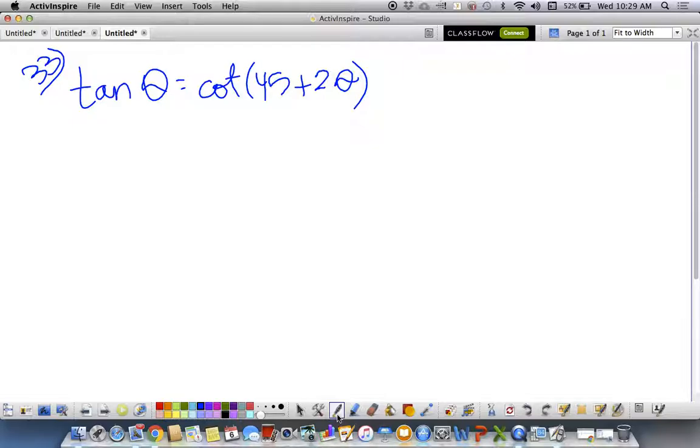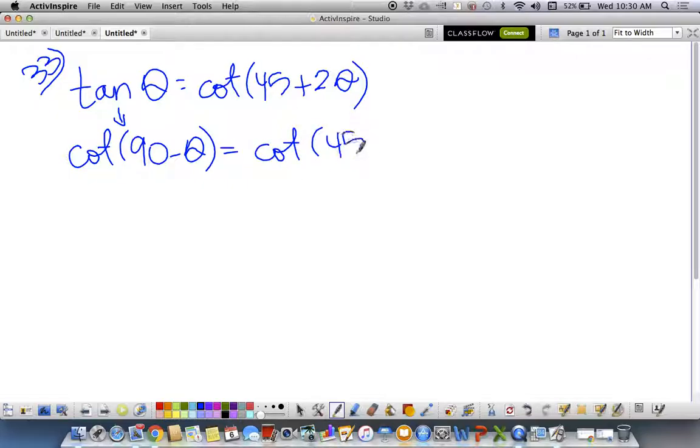Cofunction. Cotangent, 90 minus theta. Yes? So can we rewrite tan theta as cotangent 90 minus theta? Yes or no? Yes. I mean, that's just tangent right there. So cotangent 90 minus theta equals cotangent 45 minus 2 theta. They are both cotangent, right? You see there's a cotangent here and a cotangent there. So what can you do with these parentheses?